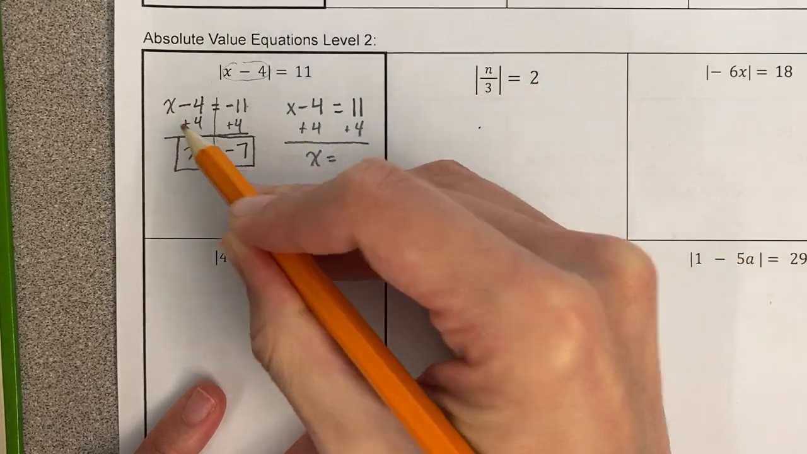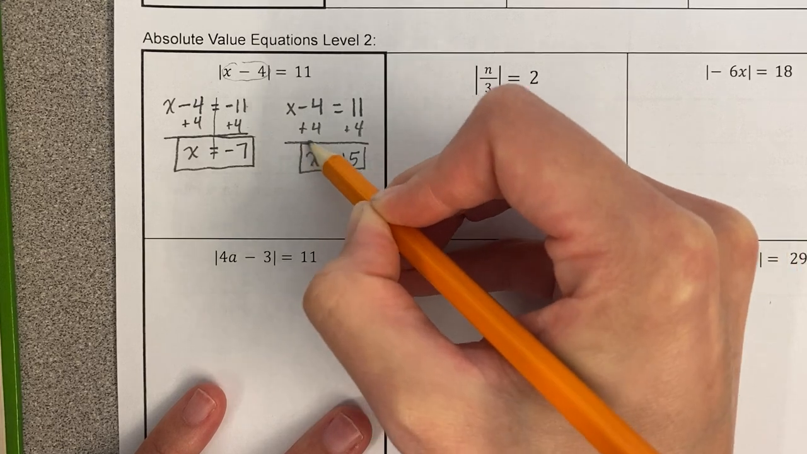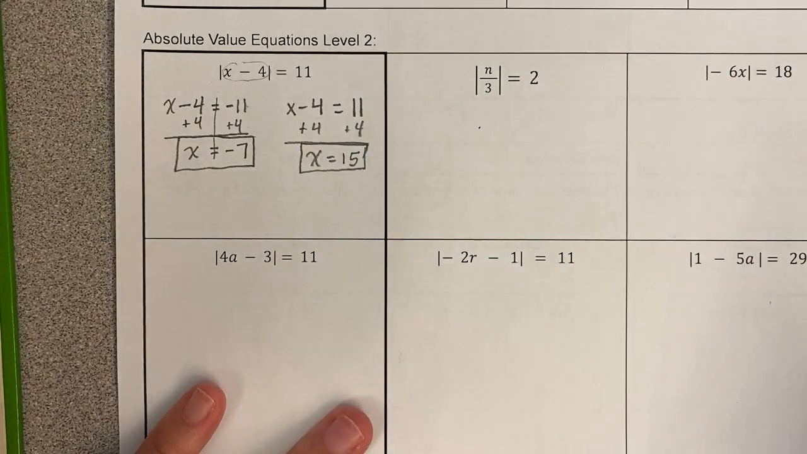Over here, I'm still adding 4 to both sides. I'm still trying to get x by itself, but this time 11 plus 4 is 15. That's another answer. Absolute value equations have two answers.